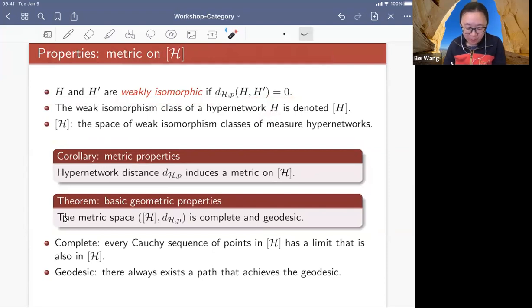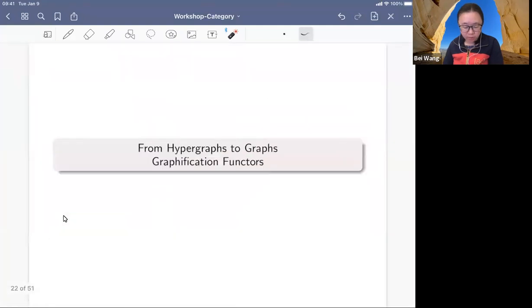So of course, if I quotient them out, basically treating all the space of weak isomorphism class of measure hypernetwork to be the same equivalence class, then this is a metric over this space, their quotient weakly isomorphic classes, and this space is complete and geodesic. So the takeaway message is this distance has nice metric properties.